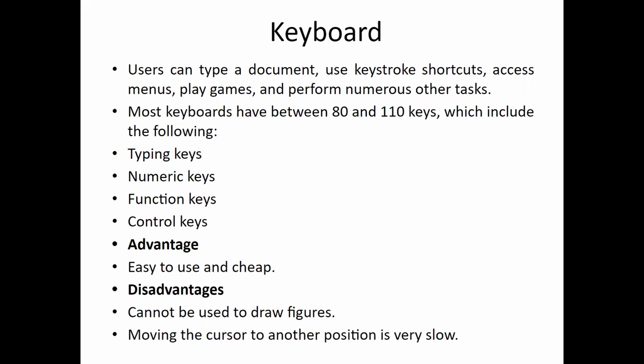It is a typewriter-like device which is composed of a matrix of switches. Now, examples of types of keyboards include keyer keyboard, lighted program function keyboard. Right. And one thing also, most keyboards have between 80 and 110 keys, and those keys typically include typing keys, numeric keys, function keys, control keys.